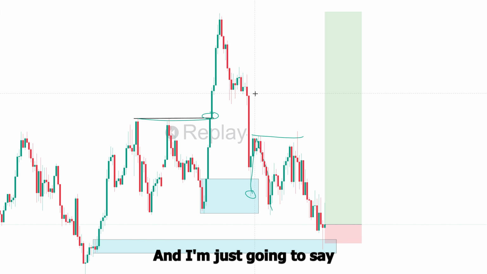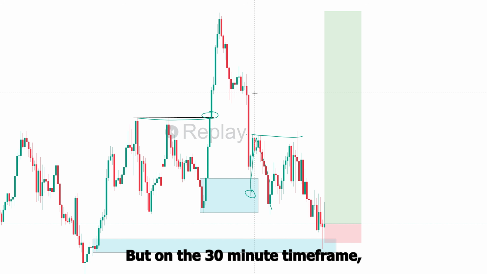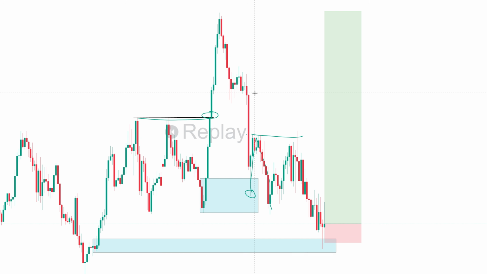And I'm just going to say 70% of identifying trades and getting a win is actually the trend, okay? The trend is the most important, especially if you're trading the higher time frame. If you're trading the 5-minute, trend doesn't really matter. But on the 30-minute time frame, which I'm trading on right now, it's extremely important. So let's say you're extremely bearish, taking a demand zone over there is stupid.